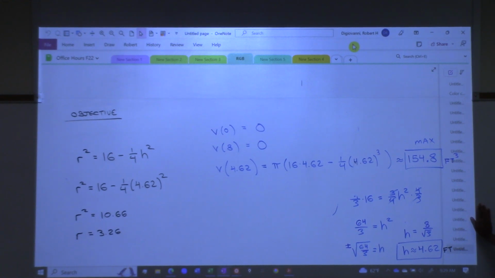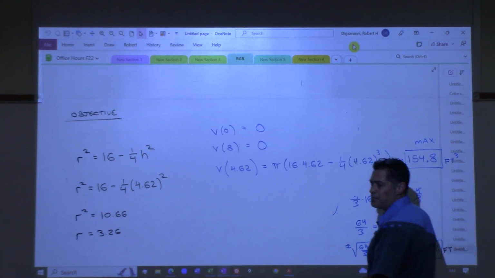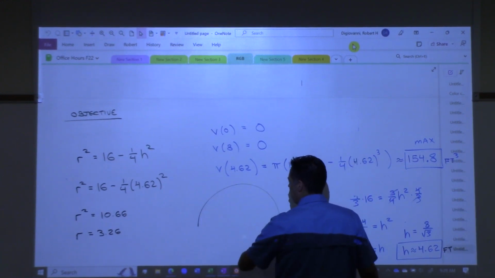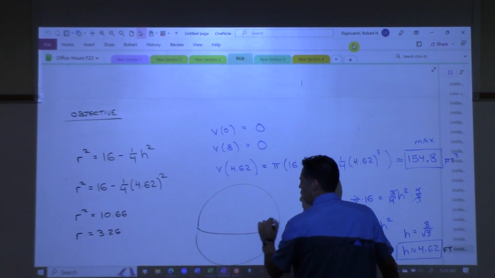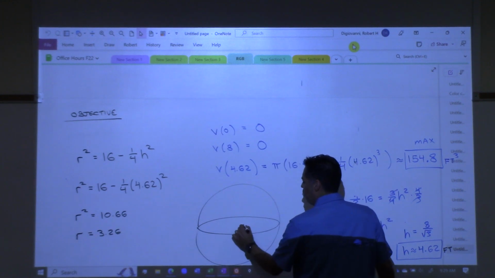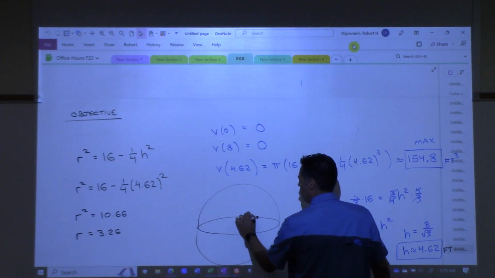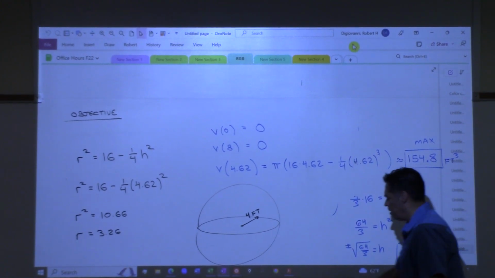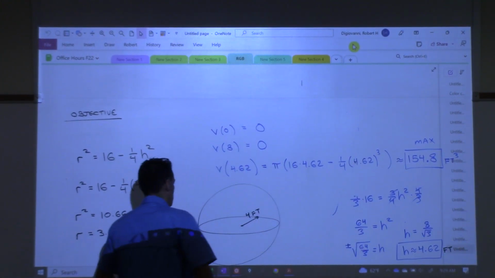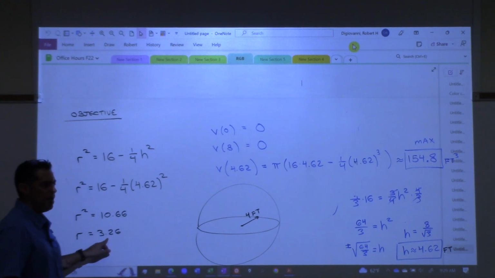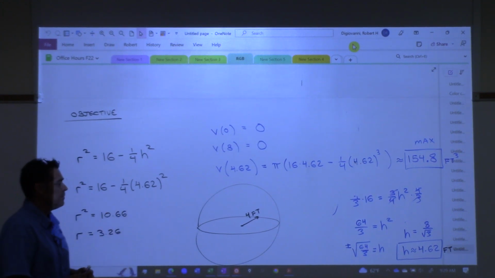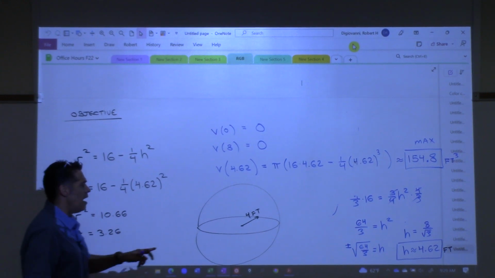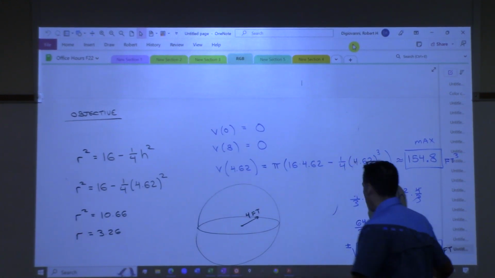Questions? So let's see if our answers make sense. We have a sphere, right? It has a radius of 4 feet. And what we're supposed to do is draw a cylinder in here that has a radius of 3.26 feet. Not quite to the edge, right? And then the height is 4.62.